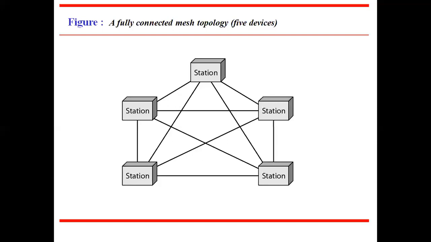The disadvantages of this mesh topology are: 1. Clearly it shows that it requires a large number of cables and I/O ports. Second, it is expensive. Third, it requires a large amount of space. Fourth, if the number of devices is increased, it becomes complicated to construct. Now, look at the second topology, star topology.